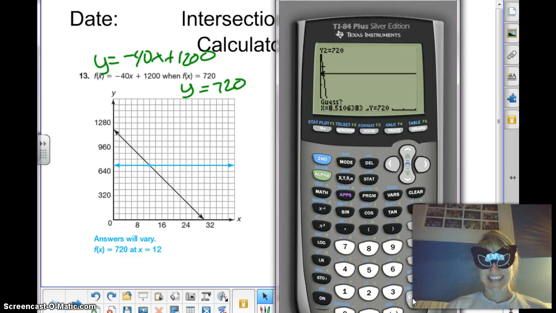Then I want it to guess. And so yeah, I want it to guess for me. And it tells me the intersection is x equals 12 and y equals 720, which is what we got right here. Okay, so let's try another example.